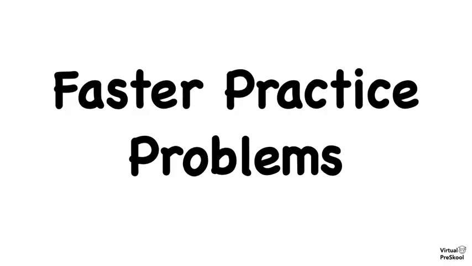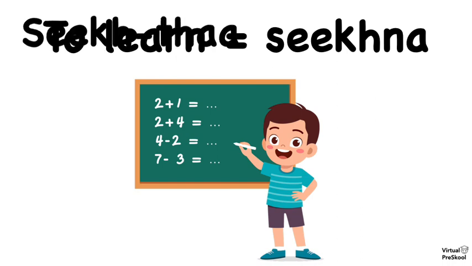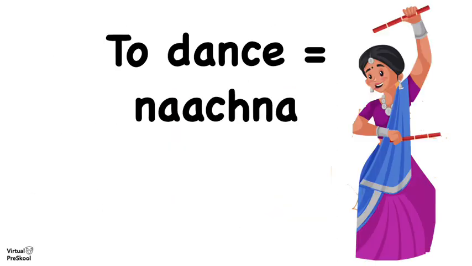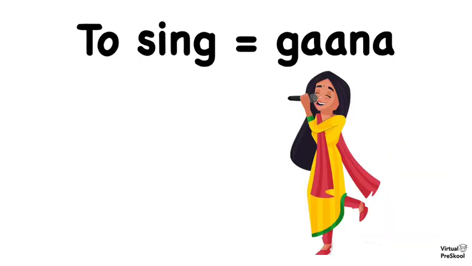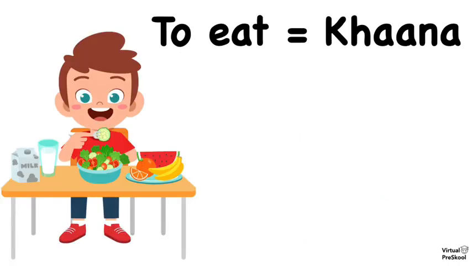All right. Now that you've practiced the process of conjugating, let's do some faster practice problems. To learn is seekhna, and this is a boy. So what would his verb be? Seekhta. To dance is nachna, and this is an auntie. So what would her verb be? Nachti. To sing is gana, and this is an auntie. So what would her verb be? Gati. To eat is khana, and this is a boy. So what would his verb be?